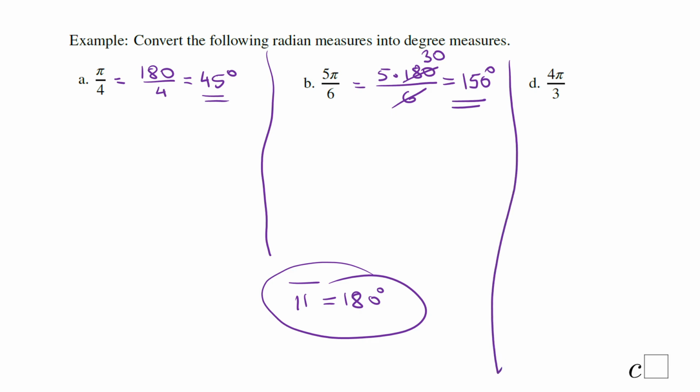The last one, very similar. We have 4 times 180 divided by 3. Can we simplify here? The answer is yes. 3 goes in 180 60 times. So we have here 4 pi over 3 is the same thing as 4 times 60, 240 degrees. So, like I said, in my opinion, going from radians to degrees, it's easier. You don't really have to do a proportion. You just replace pi with 180.